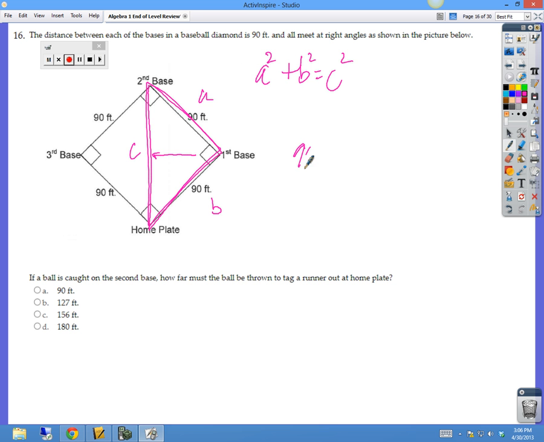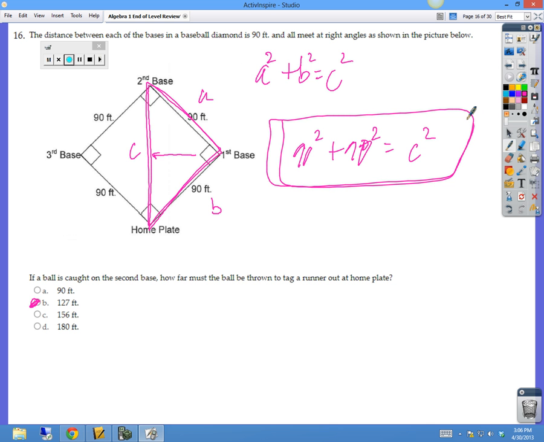So then you just go 90 squared plus 90 squared equals c squared. Add those together and take the square root, and you should end up with B. So as long as you can set it up from here on out, the rest is just arithmetic. But if you can set it up right, that's the big part.